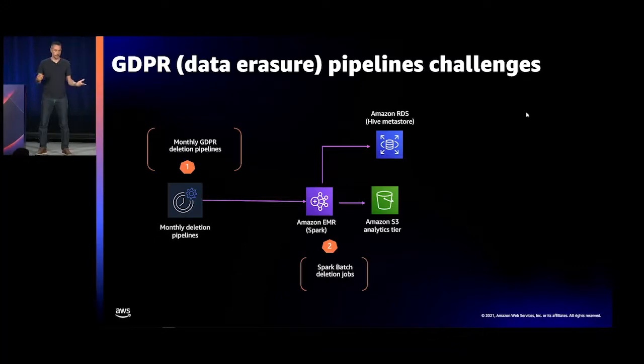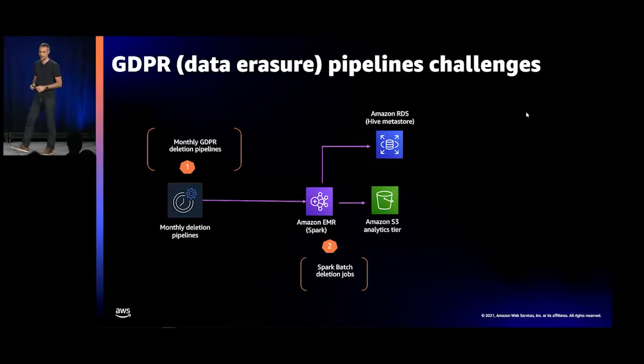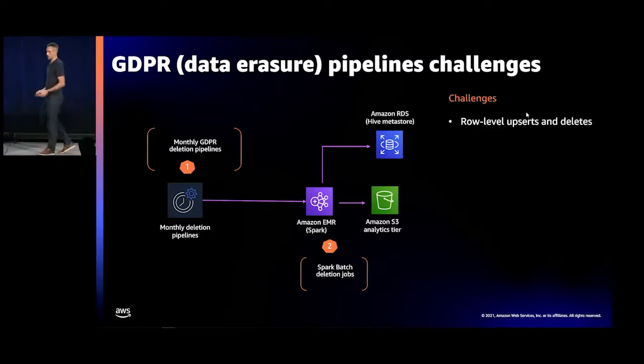Finally, for GDPR pipelines, you probably have a monthly batch that takes the deletion requests from your users, and you go through the entire data set to delete the corresponding records. You need to support update, upsert, and delete, of course, but you probably also need to handle concurrent writers because you don't want to interfere with the production job.